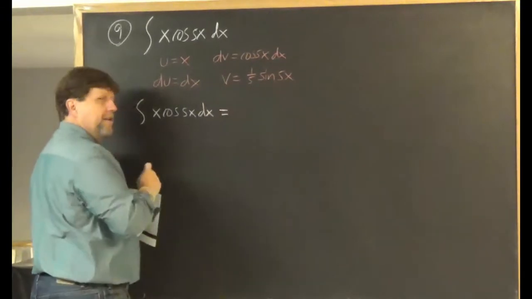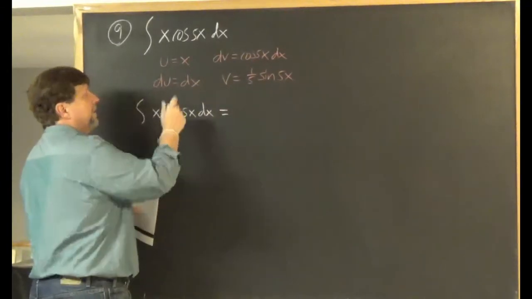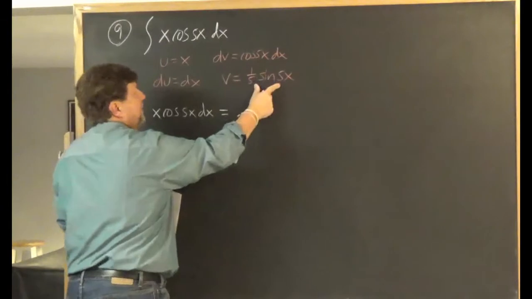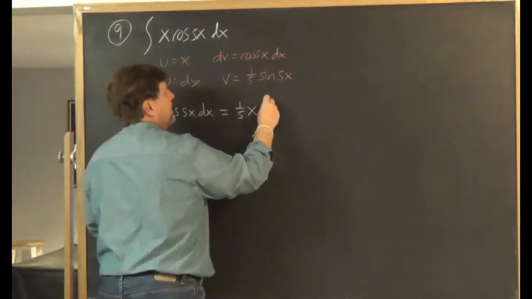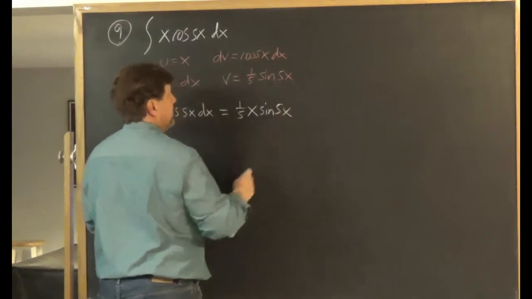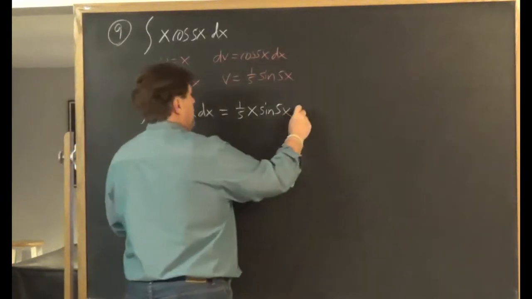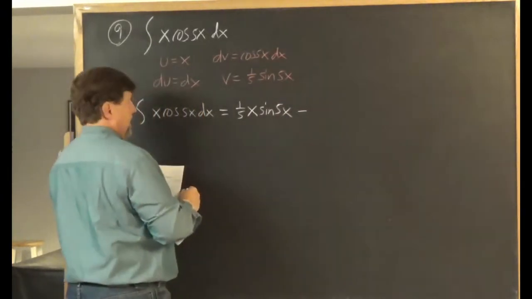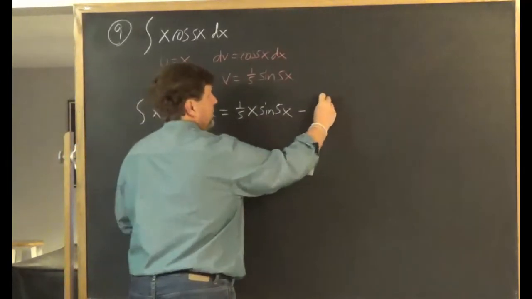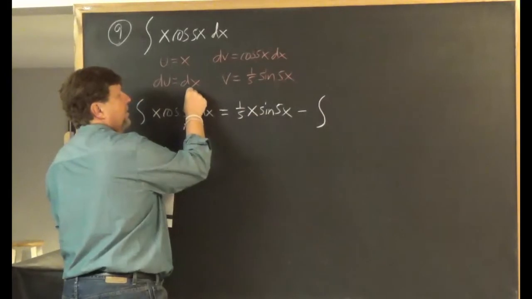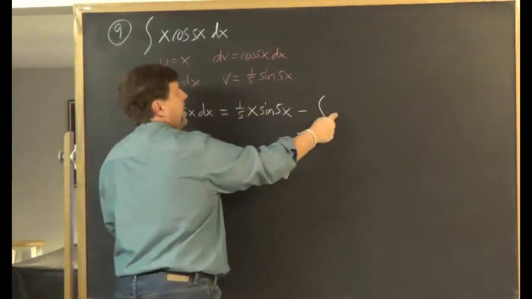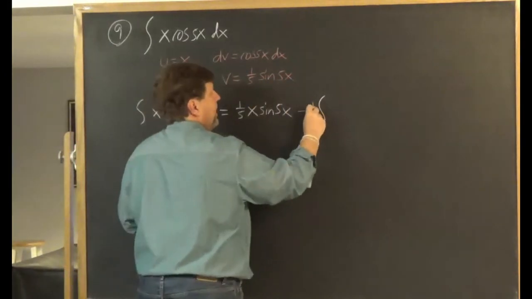So I write down the original integral, crank it through integration by parts, u times v, so I'll write that as 1/5 x sine 5x, minus the integral of v du. Well, when I put the v in here, I'll rip the 1/5 out front.